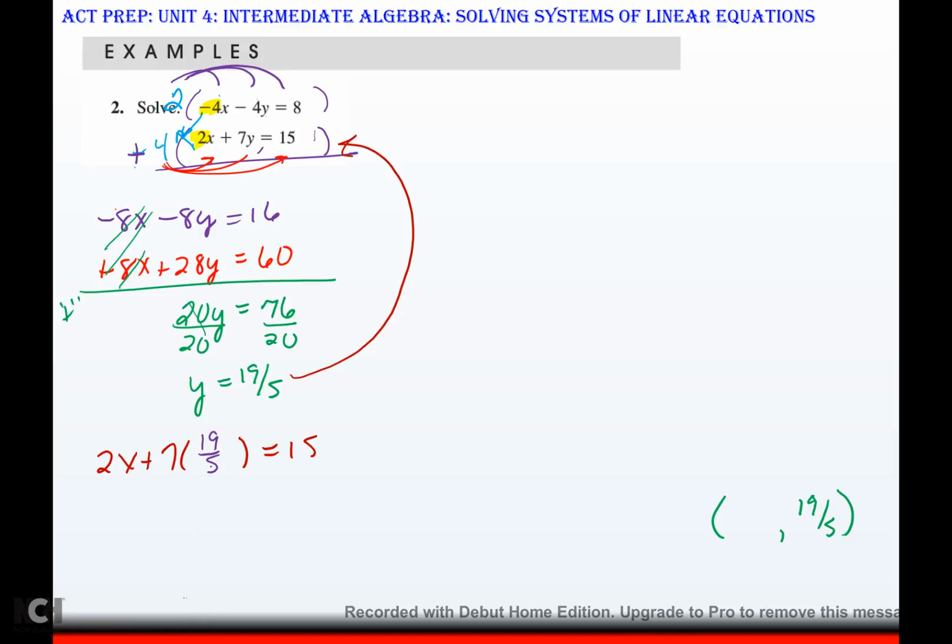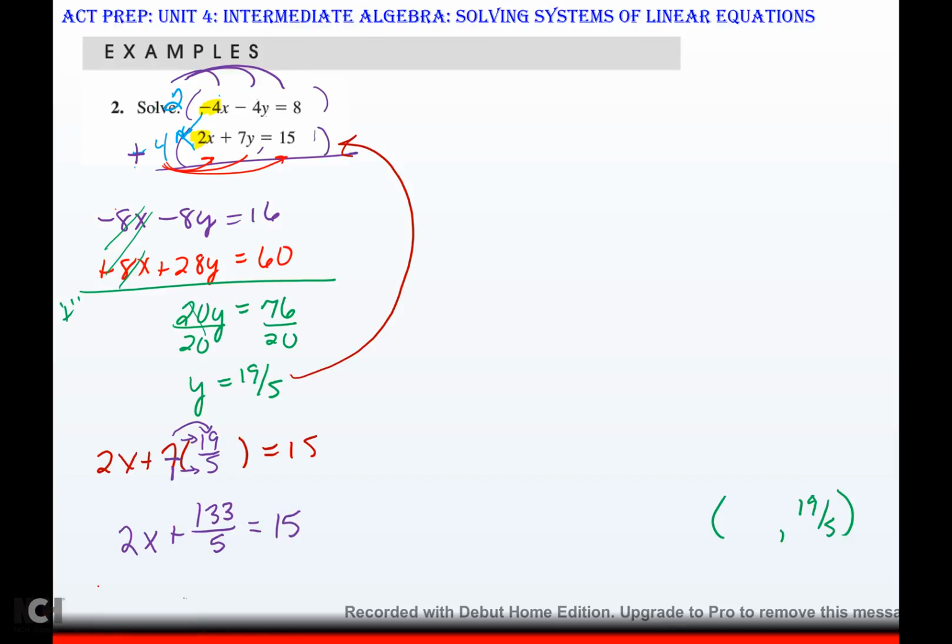And I know you guys hate fractions. Okay? So let me show you a way to deal with them that is possibly a little easier to deal with. Okay? First of all, I'm going to go ahead and distribute. But when you distribute the 7, you don't multiply the top and the bottom by 7, because this is like 7 over 1. And when you multiply fractions, it's top times top over bottom times bottom. So 7 times 19 is 133 over 1 times 5 is 5. So I have 2x plus 133 over 5 equals 15.